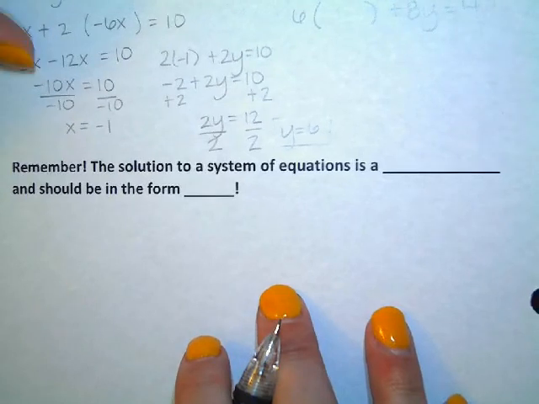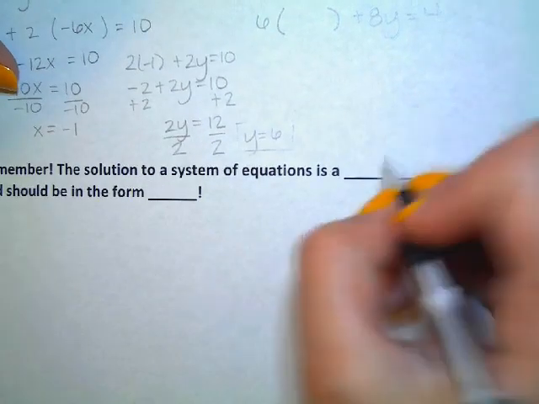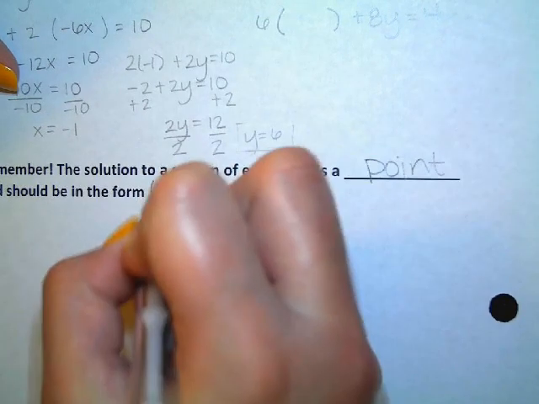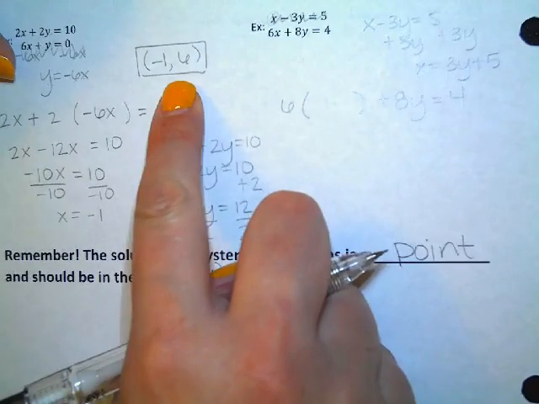All right, last little bit of notes. Remember, the solution of a system of equations is a point, and it should be written in the form x, comma, y, always. I always, always, always need to see your answers written like this.